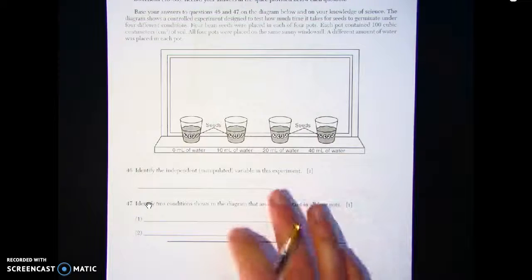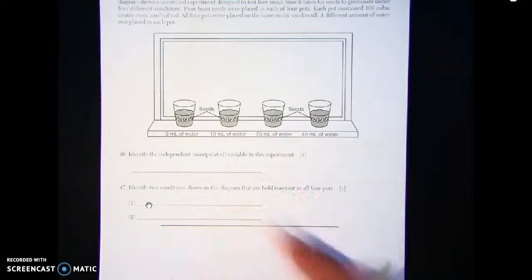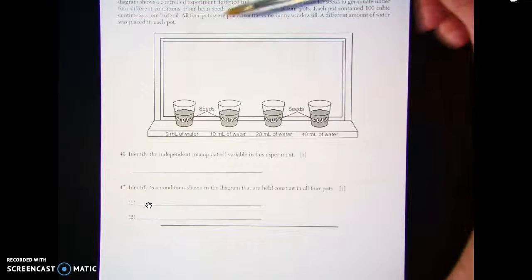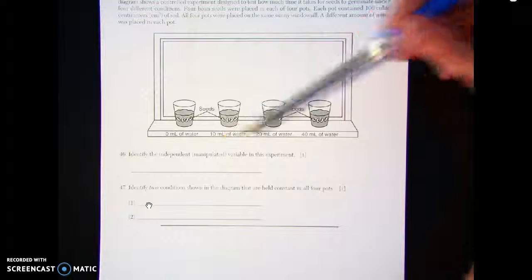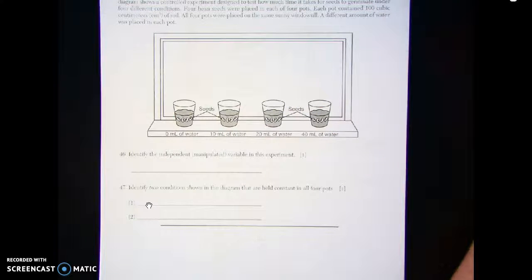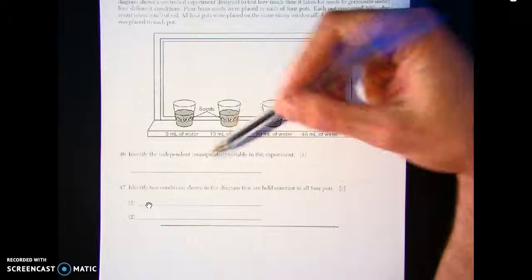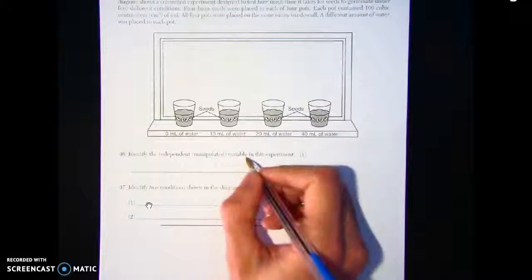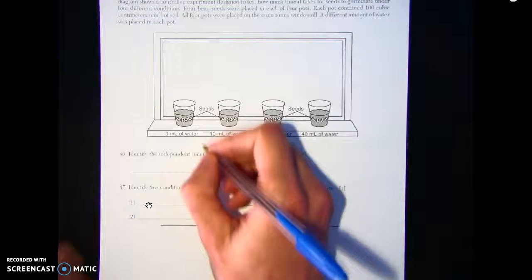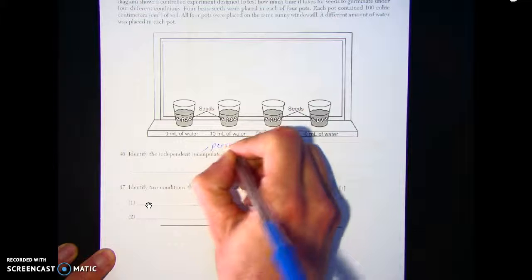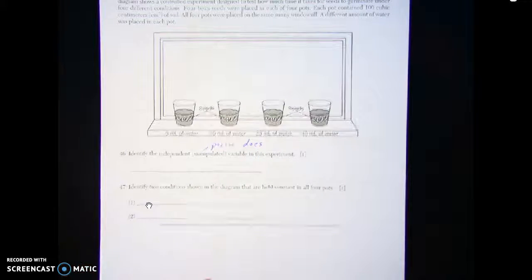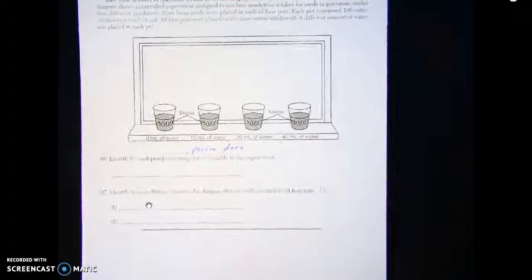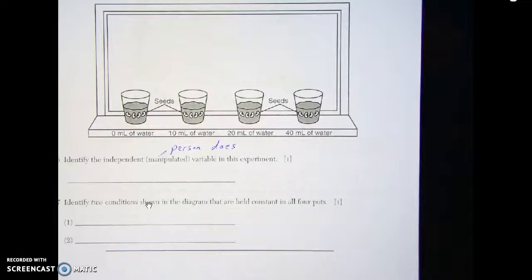So if we take a look at this first problem, we have some cups with some soil, and we have some seeds, and we have different amounts of water. So for the first one, it says to identify the independent manipulated variable. Now, this is the thing that the person is changing. This is what the person does in the experiment.